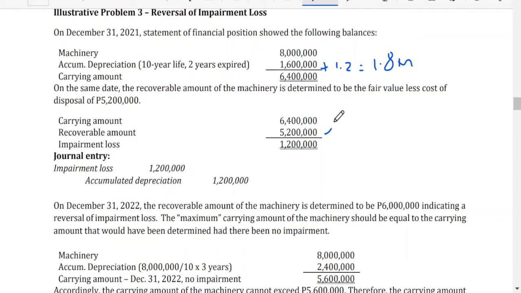So if there is an impairment, the updated carrying amount after recognizing the impairment loss would be equivalent to your recoverable amount. Again, if there is an impairment and we recognize the impairment, the updated carrying amount after recognizing the impairment is equal to the recoverable amount. The following year, you have here the recoverable amount, which is 6 million.